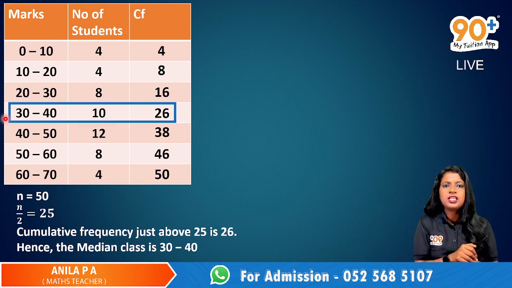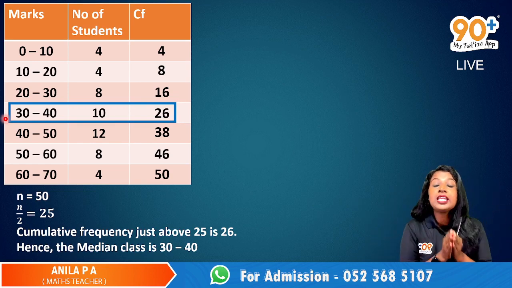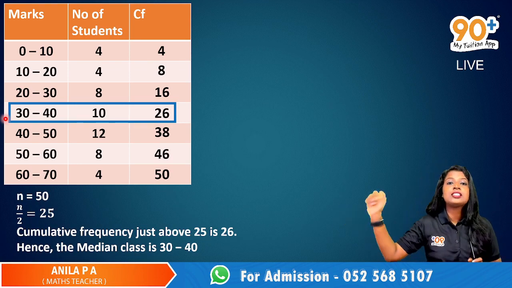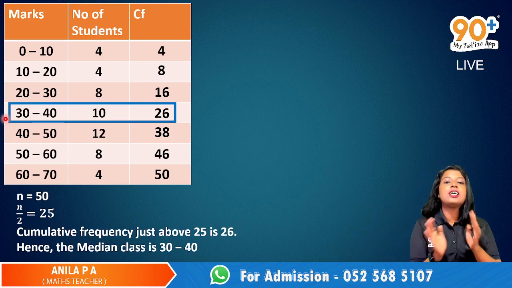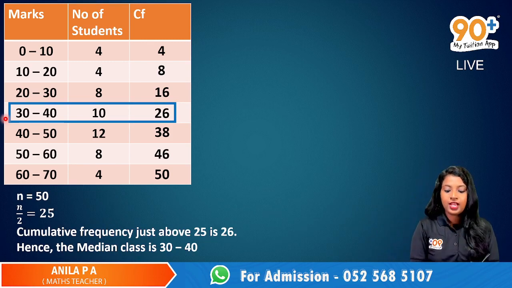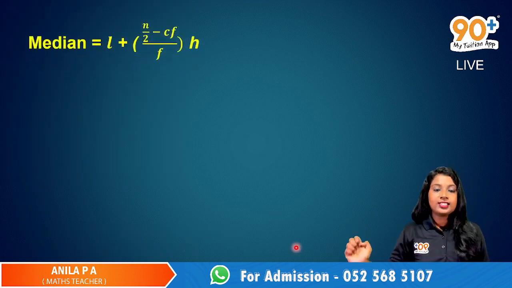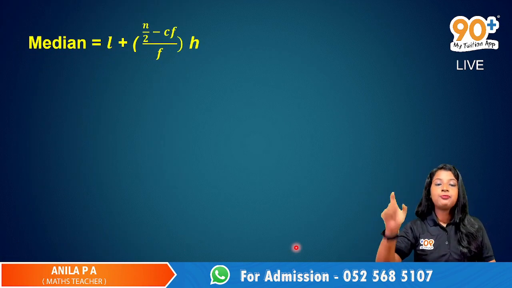What is this median class? The class in which the median lies. So we will get a value in between 30 and 40 as the median, right? So what is the equation to find this median? Median is equal to L plus n by 2 minus CF by F into H.